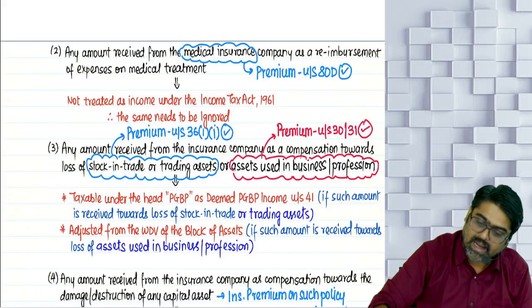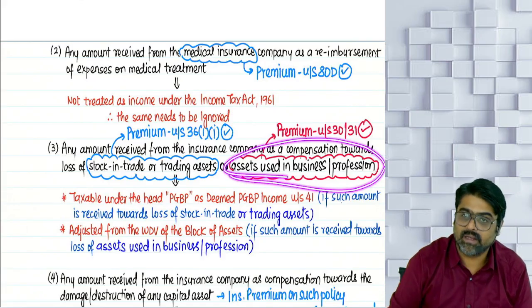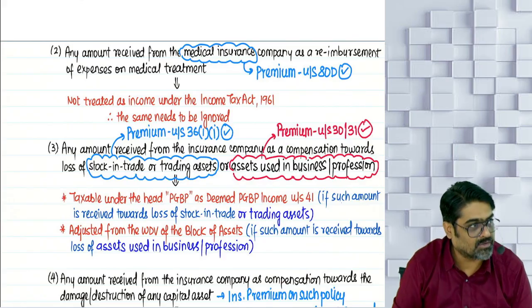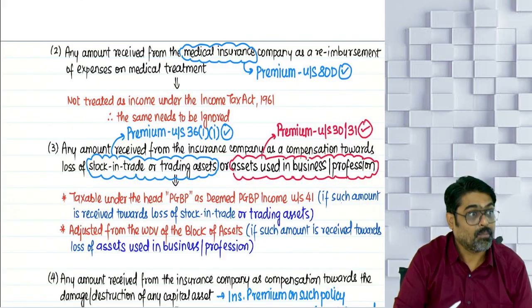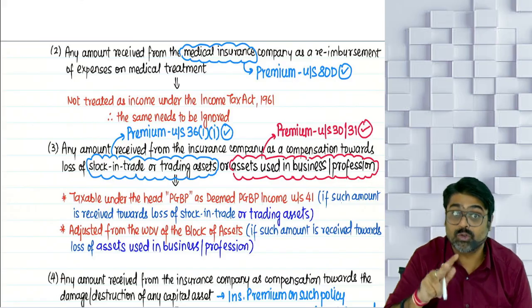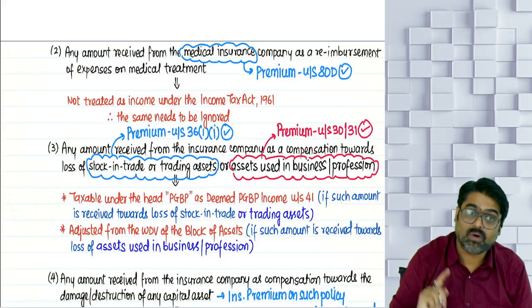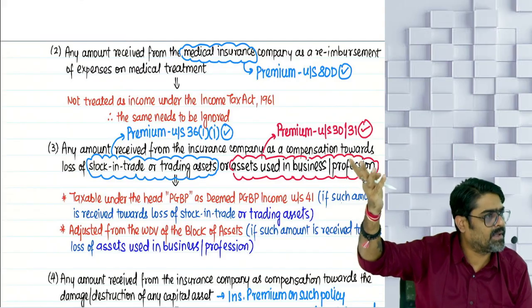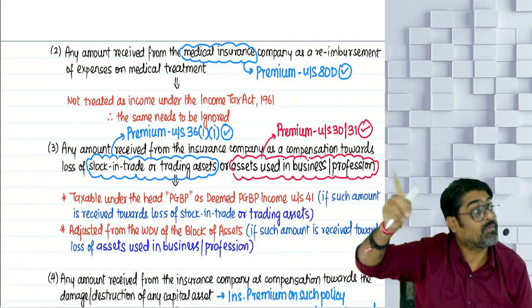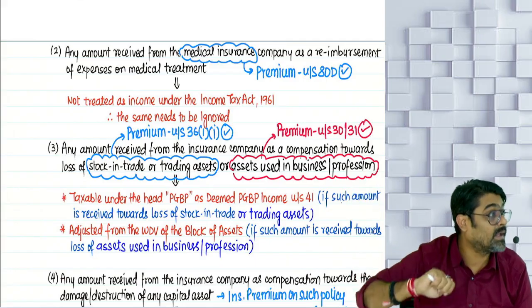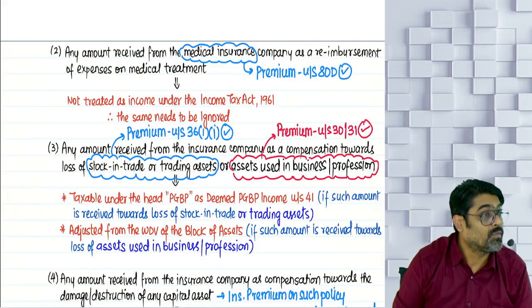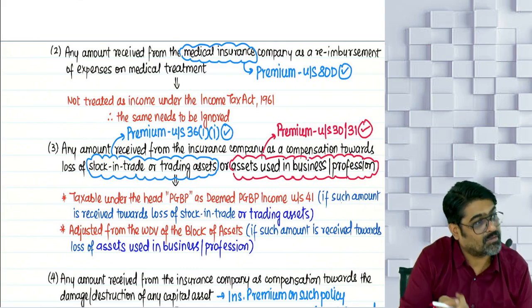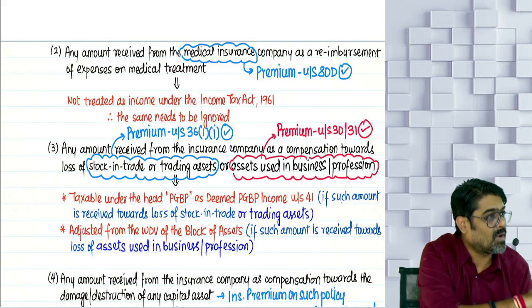And if you take the policy for assets used for business or profession, which form part of your block, such as building, plant and machinery, furniture, then whatever premium you pay will be allowed as a deduction under PGBP, section 30 or 31. But if those assets are damaged or destroyed and you receive an insurance claim, that will not be taxable under PGBP. That will be directly adjusted from the value of the block as deletion.